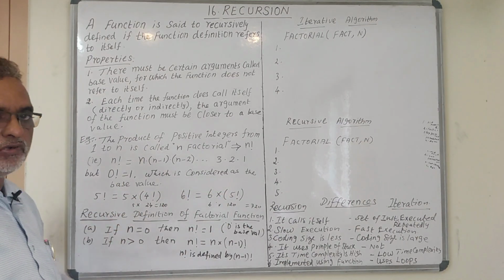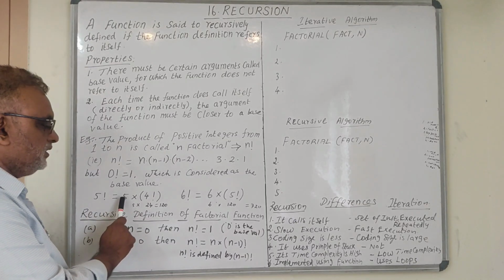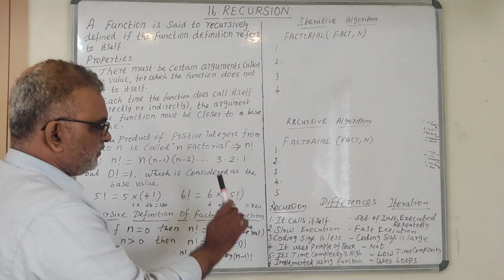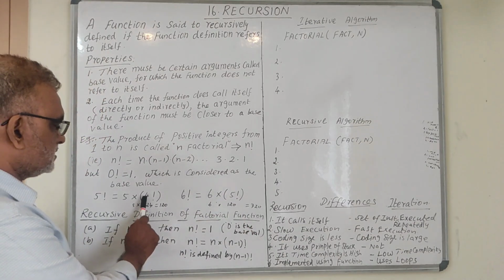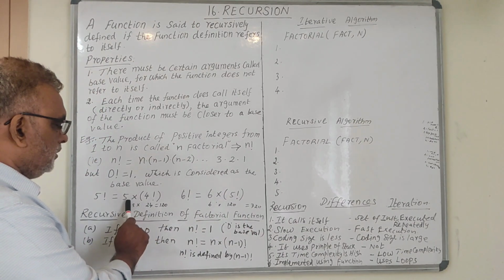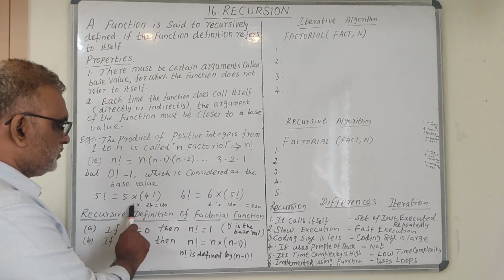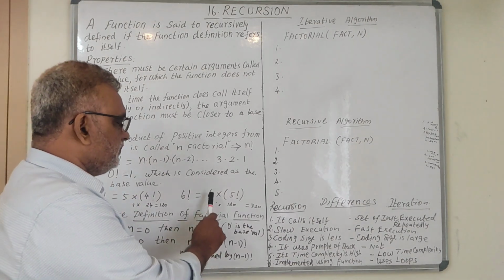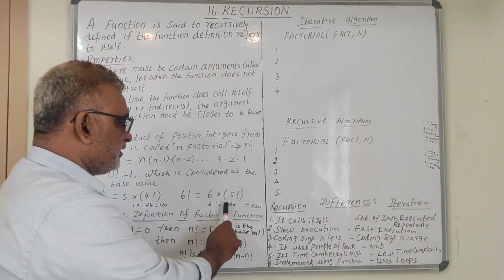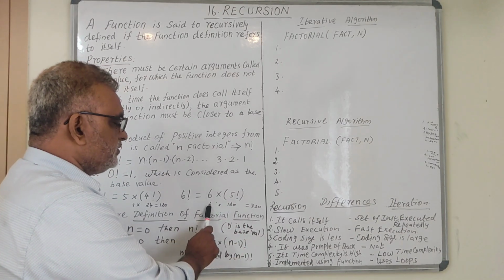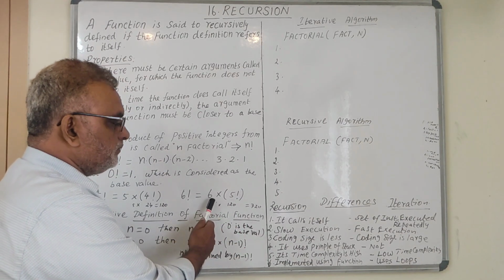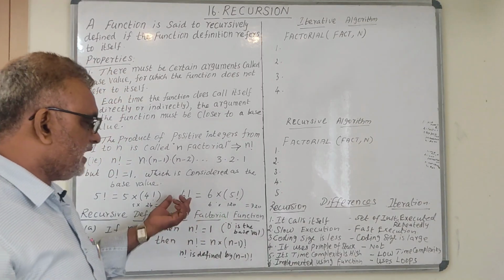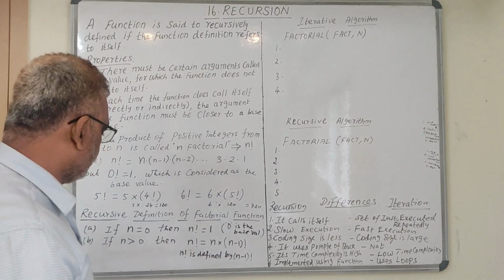For example, if you want to calculate 5 factorial, it is 5 into 4 factorial. 6 factorial is 6 into 5 factorial. 4 factorial is 24. Multiplying by its previous value, 5, you will get 120. That is 5 factorial. Similarly, 6 into 5 factorial, where 5 factorial is 120, we just multiply by 6. 6 into 120 is 720. So the value of 6 factorial is 720.